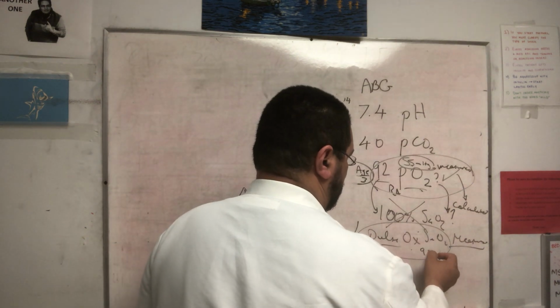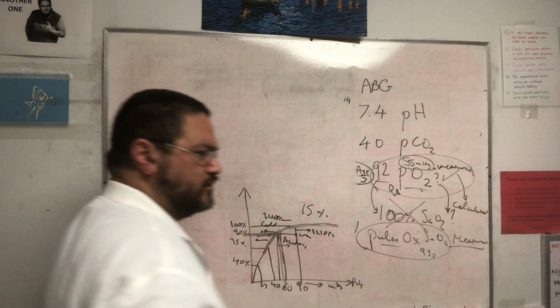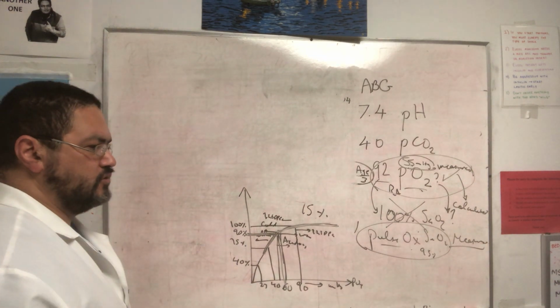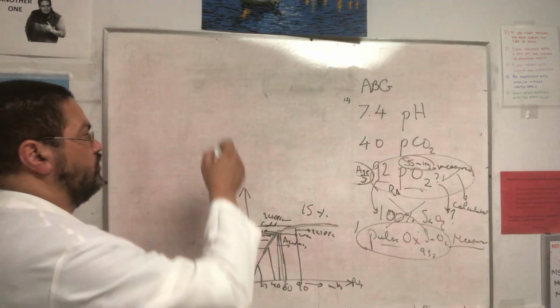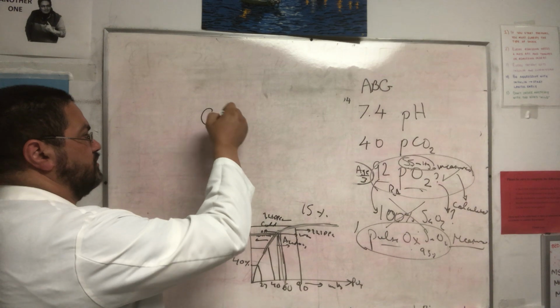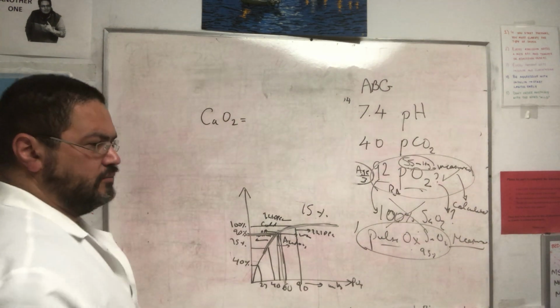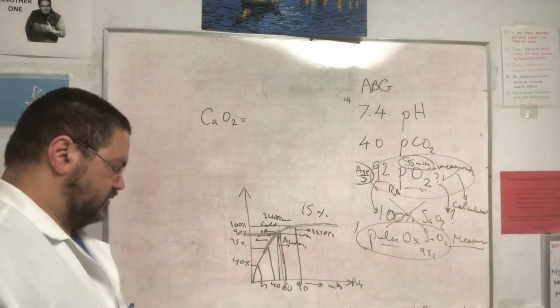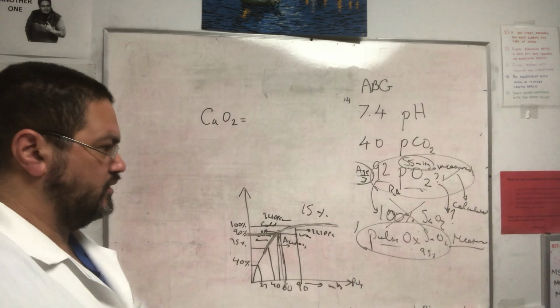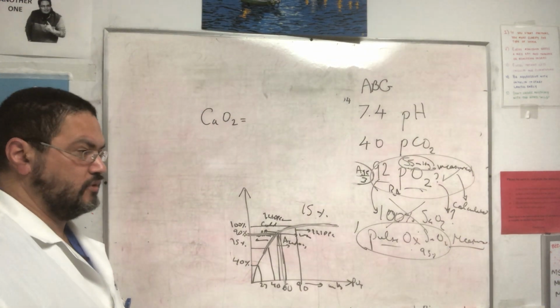But here it says 93%, and this says 55 millimeters of mercury. So which one should I believe? So let's go to the basics. What is the determinant of oxygen carrying capacity of the blood? Right? This equation, we need to not memorize it. We need to make it up as we go.